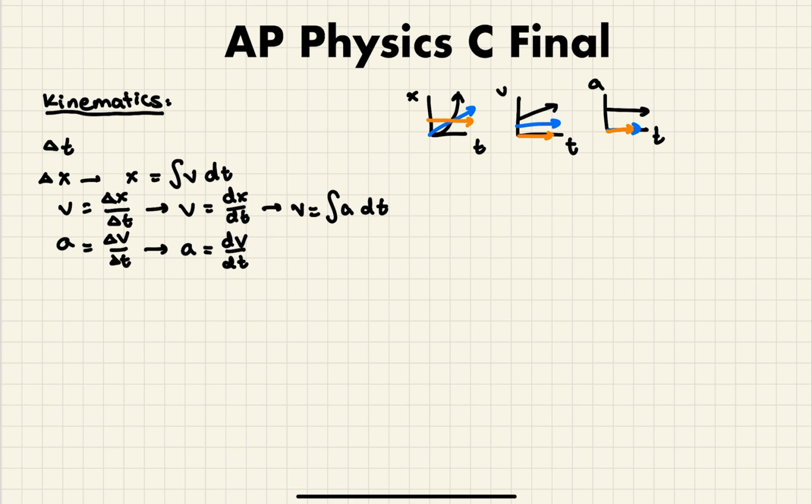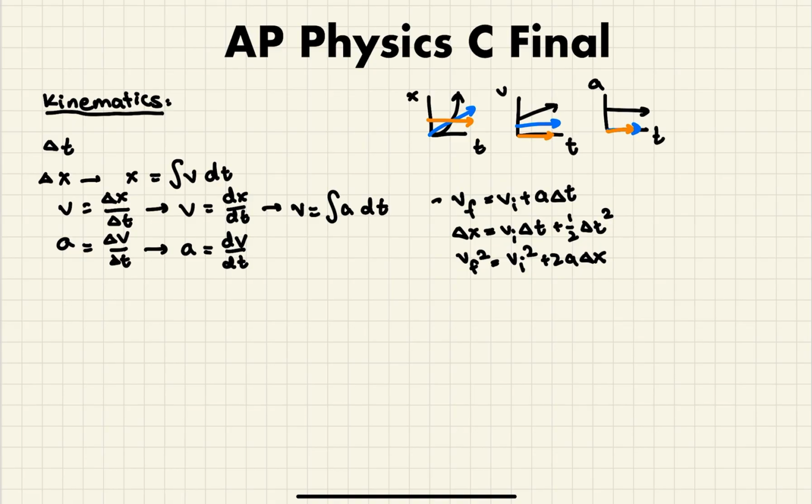There's a total of 5 that you could know theoretically, but I would just memorize these 3, and the other 2 basically are never used on the AP Physics exam. So the first one you should know is the final velocity is equal to the initial velocity plus the acceleration times the change in time. The second one is the displacement is equal to the initial velocity times the change in time plus 1/2 times a times the change in time squared. And then finally we have v final squared is equal to v initial squared plus 2a delta x. So these are the 3 equations that you should memorize.